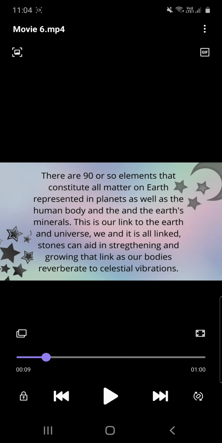There are 90 or so elements that constitute all matter on Earth, represented in planets as well as the human body and, obviously, the Earth's minerals. This is our link to Earth and the universe. It is all linked. None of it is separate, basically. It's all linked as one. Us, the Earth, the universe, we are all linked. Stones can aid in strengthening and growing that link as our bodies reverberate to celestial vibrations.